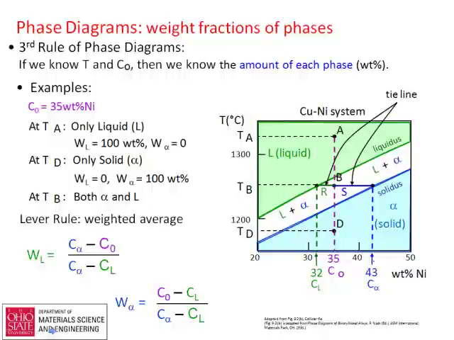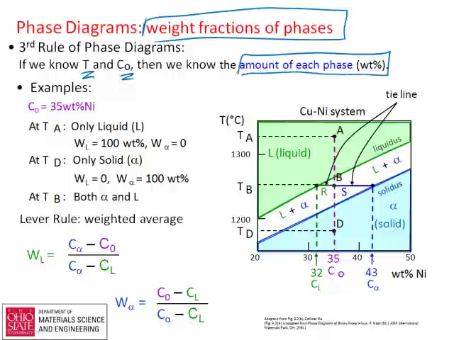So, and now the foreshadowing is over. We'll turn this into weight fractions of the phases that we have. And this is the third rule of phase diagrams. If we know the temperature, we know the overall composition, then we know the relative amounts we have of each phase. This is something called the lever rule.